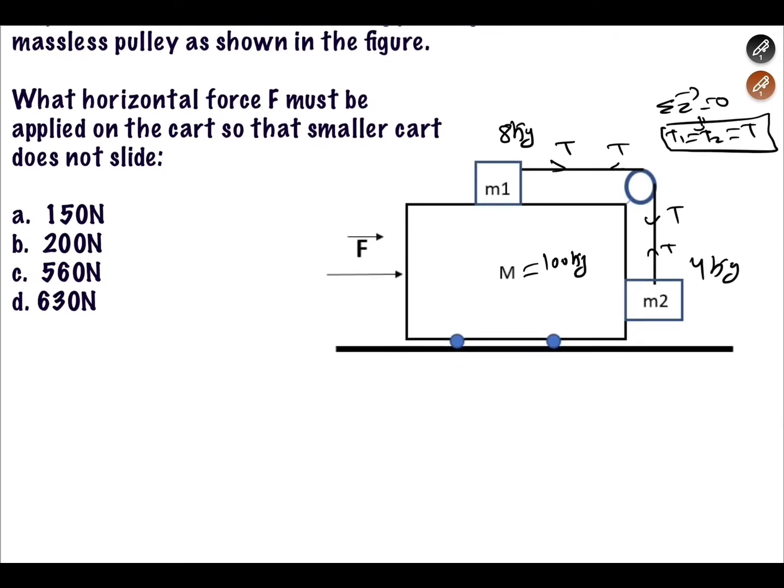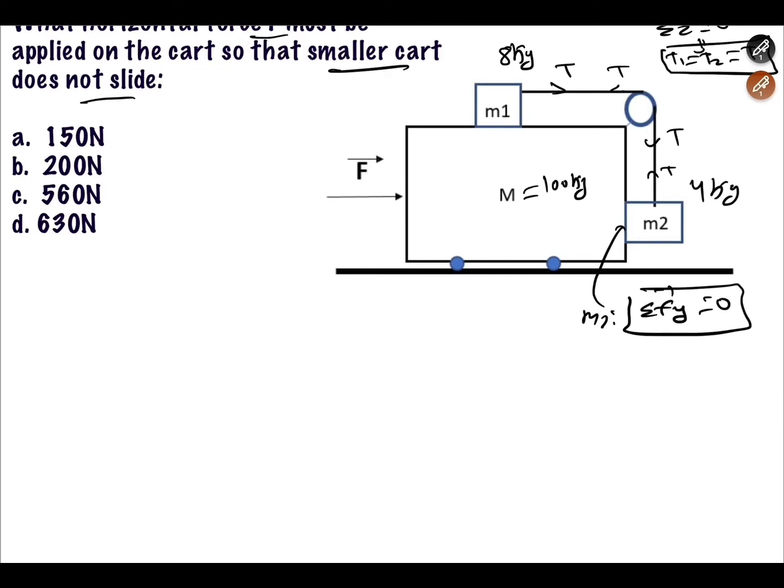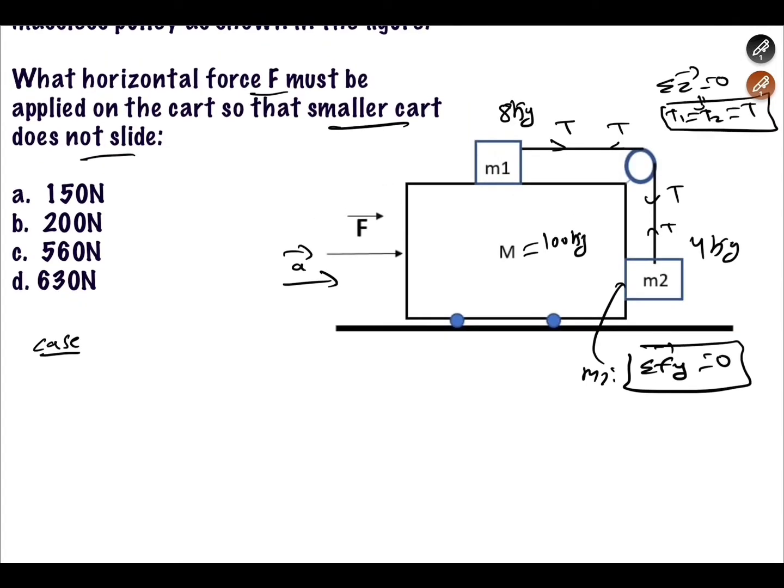What horizontal force F must be applied on the cart so that the smaller cart does not slide? Does not slide meaning that for M2, summation of forces along the y-axis equal to 0. So it's not sliding up or down, okay? First of all, since we have a moving cart with external force F, we have an acceleration a to the right, and since M1 and M2 are located on this accelerated cart, that means M1 and M2 are located in an accelerated frame of reference, which is the cart M.